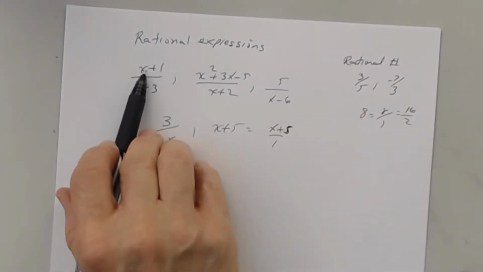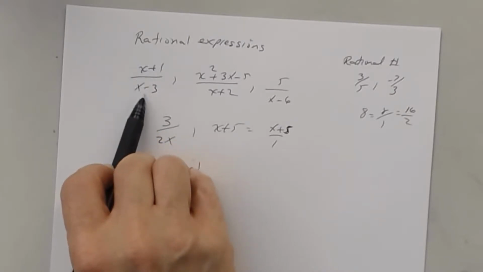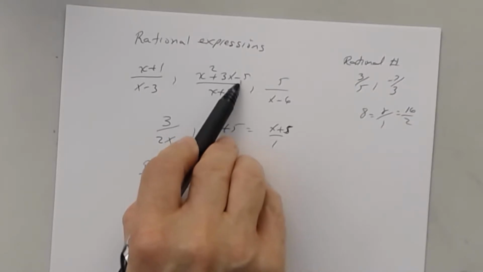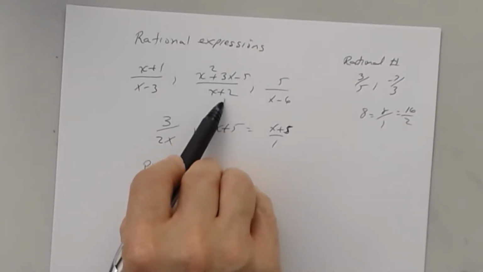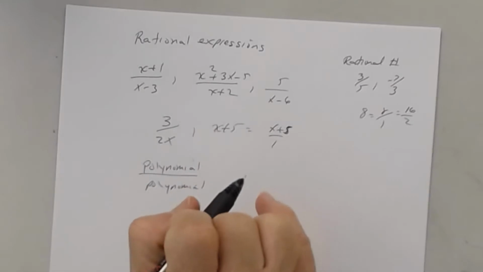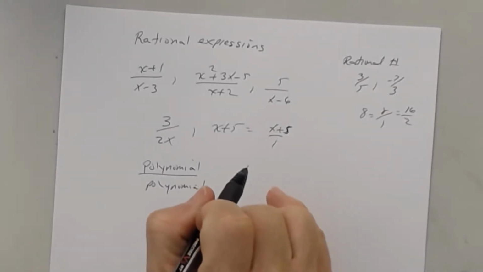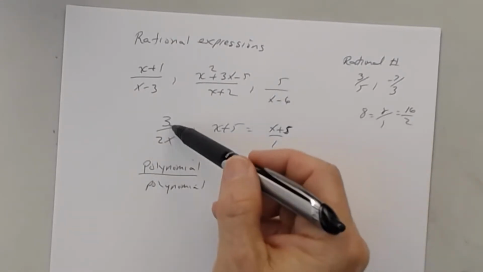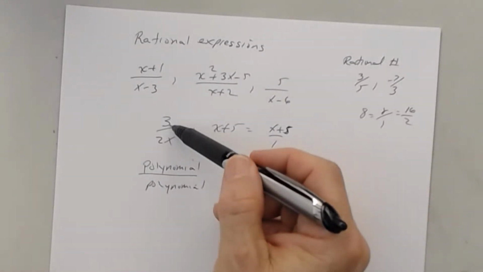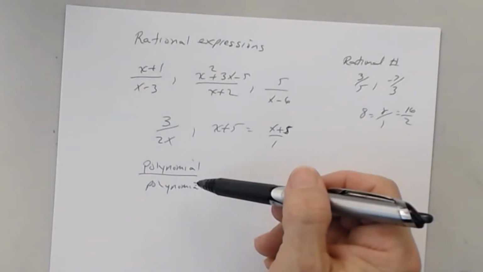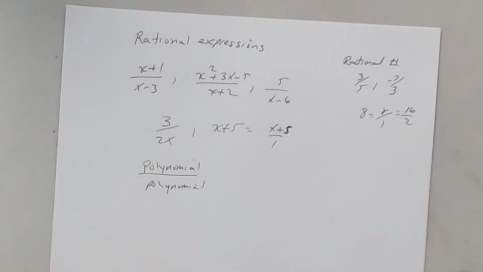X plus 1 is a polynomial. X minus 3 is a polynomial. X squared plus 3x minus 5 is a polynomial. X plus 2 is a polynomial. 5, even though it's a monomial, it's still considered a polynomial. A polynomial is one or more terms, one or more monomials. X minus 6 is a polynomial. 3 is a polynomial. 1, it's a monomial, but a polynomial is one or more monomials. All right? So those are all examples of rational expressions.